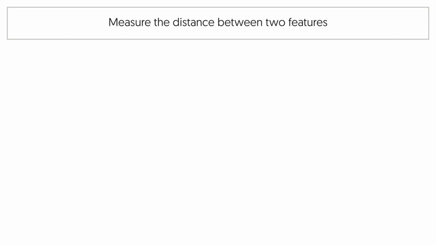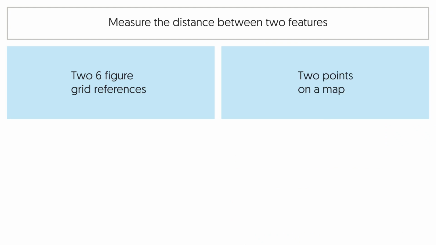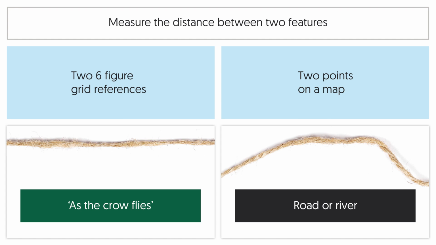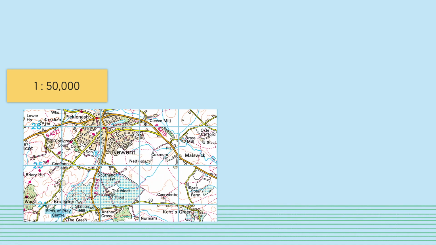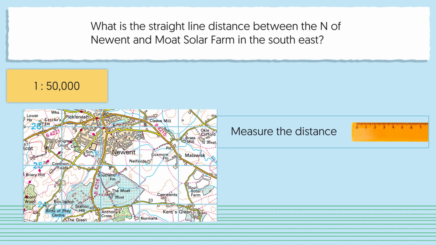You could be asked to measure the distance between two features, between two six-figure grid references, or between 2 points on a map. You might be asked to do this in a straight line, sometimes called as the crow flies. Or you might have to measure the distance along a road or river that doesn't follow a straight line. Let's go back to the first map we looked at. You could be asked, what is the straight line distance between the N of Newent and Moat Solar Farm in the southeast? Here you'd measure the distance on the map using a ruler.